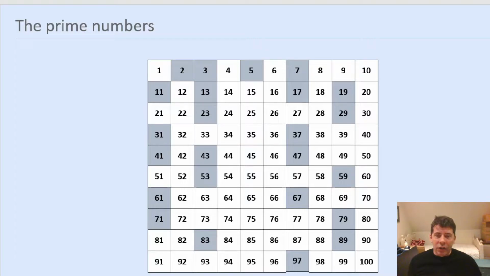29, nothing goes into it. 37, nothing goes into it. 97, nothing goes into it except 97. And their shape is not as predictable. In fact, there are people who've devoted their whole careers to understanding the pattern of the prime numbers.